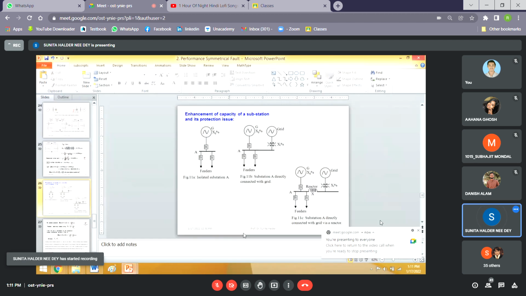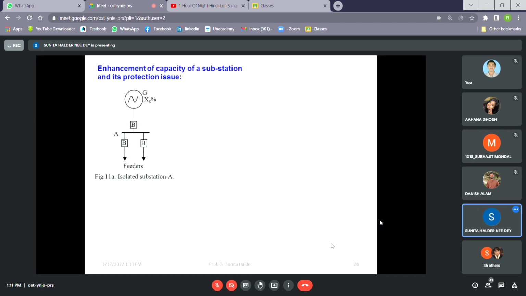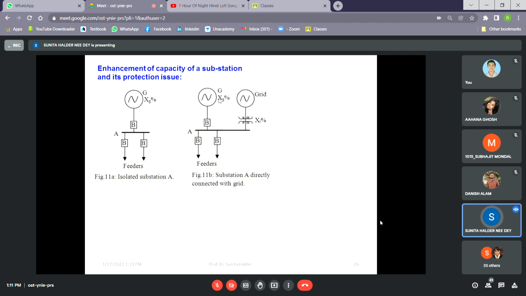Or we can connect this system with the grid through a transformer. Why a transformer? If the voltage of the generator and the grid are not matching, generally they do not match. If the substation voltage and grid voltage are not the same, then that is required.